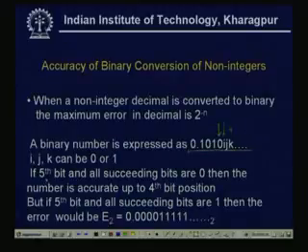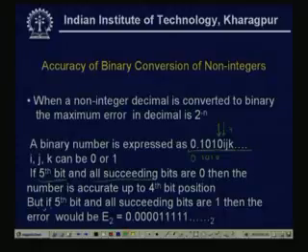Now if the 5th bit and all succeeding bits are 0, then the number is accurate up to the 4th bit position, because the remaining bits are all zeros. So this is 0.1010, then all are zeros, so there is no need to write those. So I can tell that it is up to the 4th bit position, and this is correct.